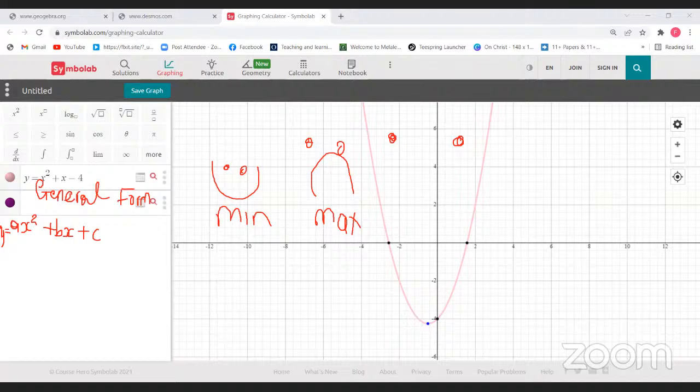So when you get a function y equals 3x squared plus 6x plus 4, then that means a is equal to 3, b is equal to 6, and c is equal to 4.